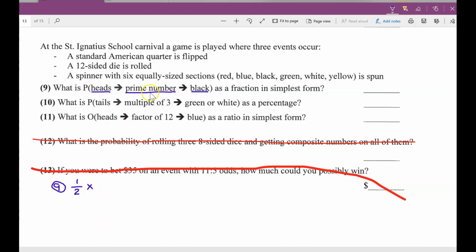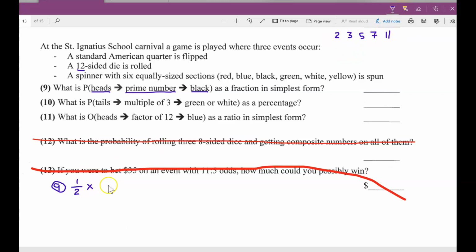What's the probability of rolling a prime number on a 12-sided die? What are the prime numbers between 1 and 12? Well, we don't count 1. 2 is prime. 3 is prime. 4 isn't. 5 is prime. 6 is not. 7 is prime. 8, 9, 10 aren't, and 11 is prime, 12 is not. So, between the numbers 1 and 12, there are 5 prime numbers.